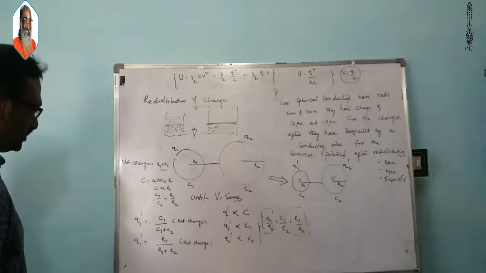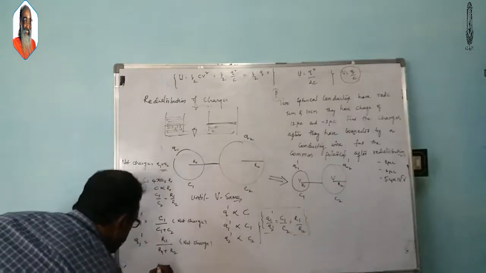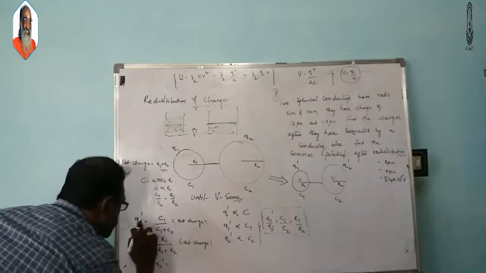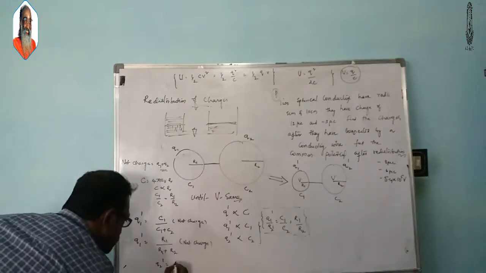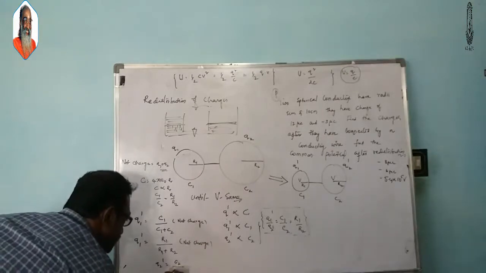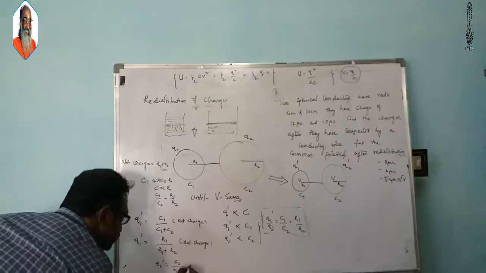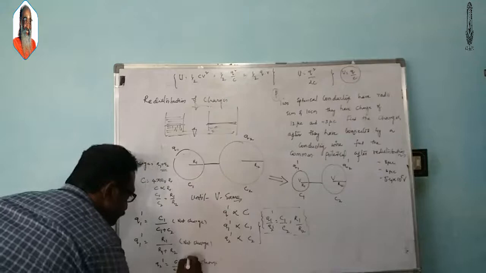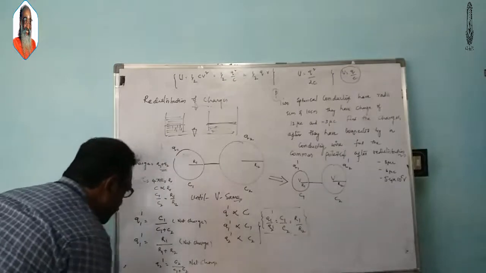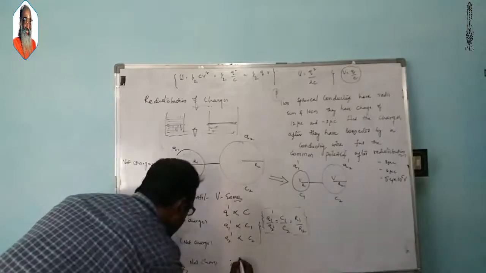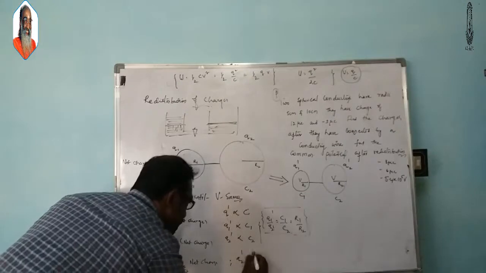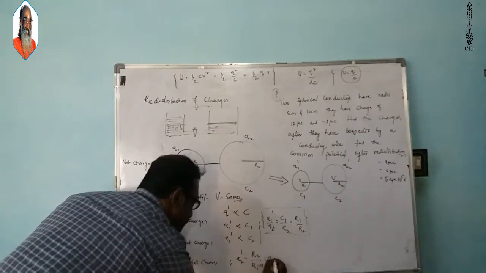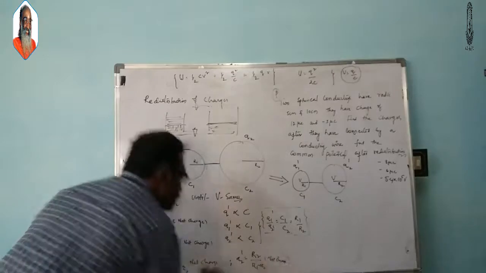And in a similar manner, write Q2 dash is equal to... here, Q1 dash is C1, Q2 dash is C2. You can remember it easily like this: C1 plus C2 into net charge, and Q2 dash is equal to R2 by R1 plus R2 into net charge. So like this you can remember.